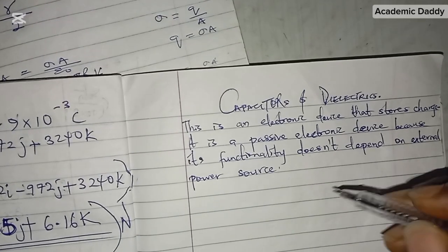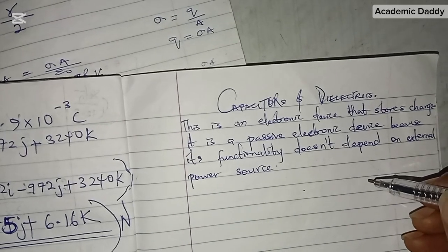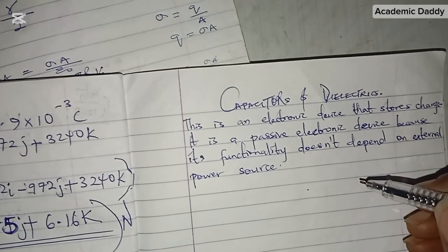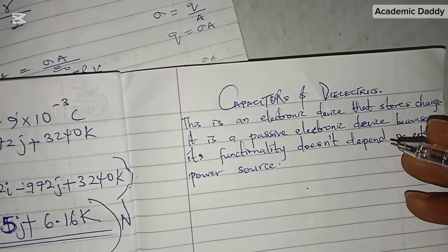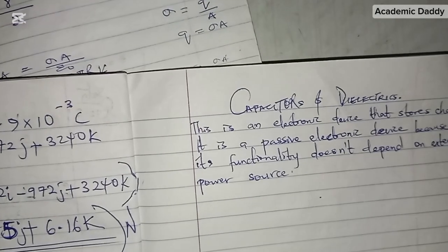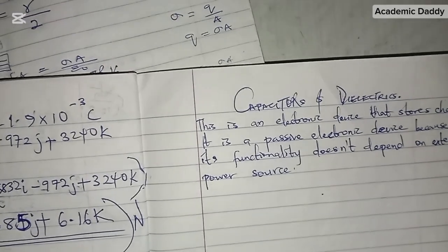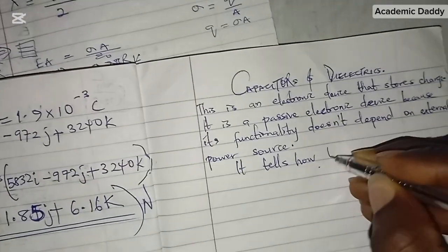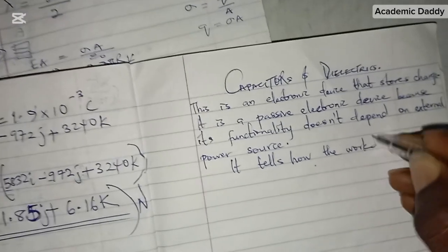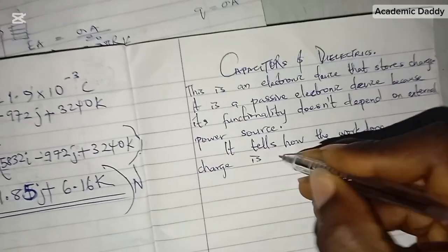So by the time a charge moves from one point to the other, supplying currents, a point will come when it gets to equilibrium. It will no longer be able to supply. In that case, all the charge in the capacitor has been discharged. So it goes to tell you how the work done on a charge is done. So that is the function of capacitor. So you need to note it. So it tells how the work done on a charge is performed.